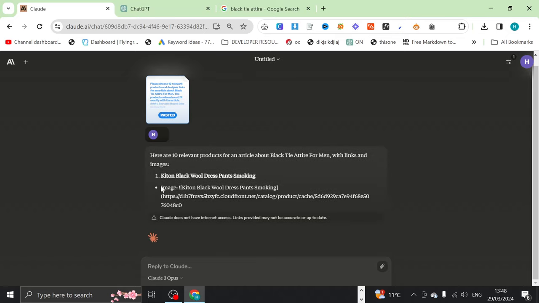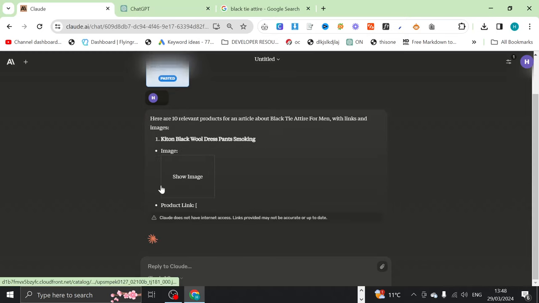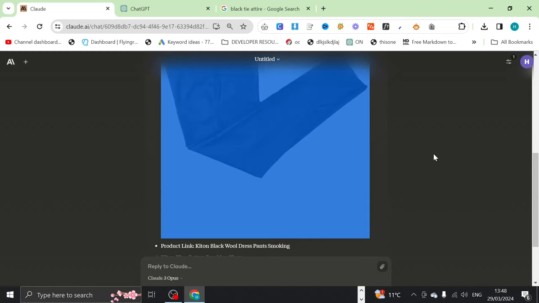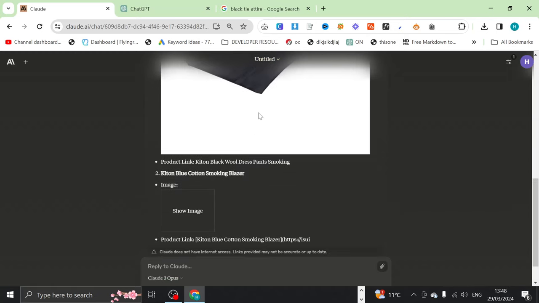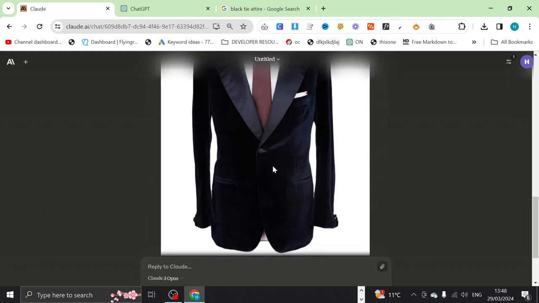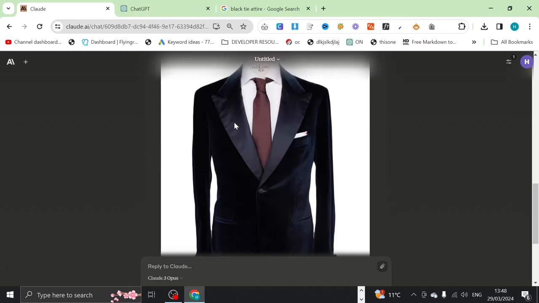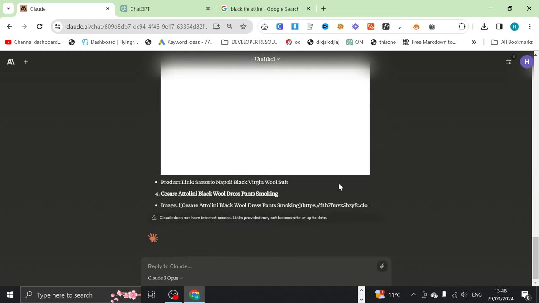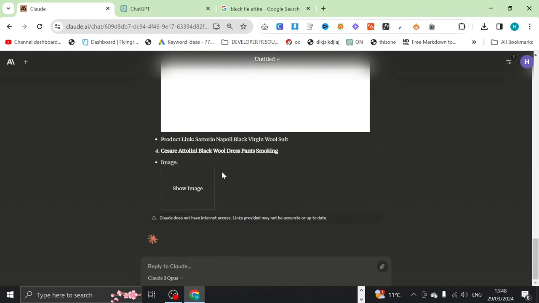So, number one, Kiton black wool dress pants, smoking. This is a yes. You can definitely wear these pants. You can definitely wear this. That is a smoking jacket. So that's 2 out of 10. So it's already better. You can't wear this because it looks like a normal suit. So that's still 2 out of 10.